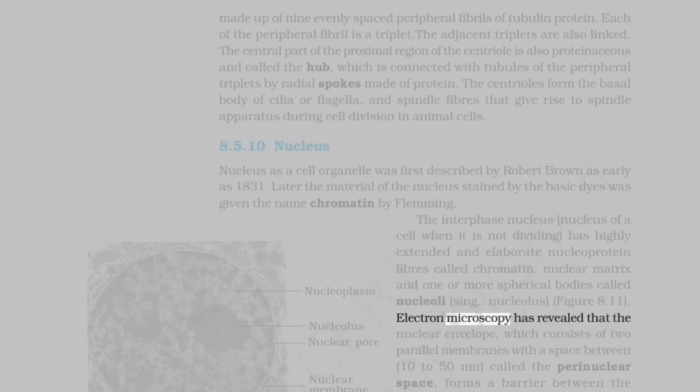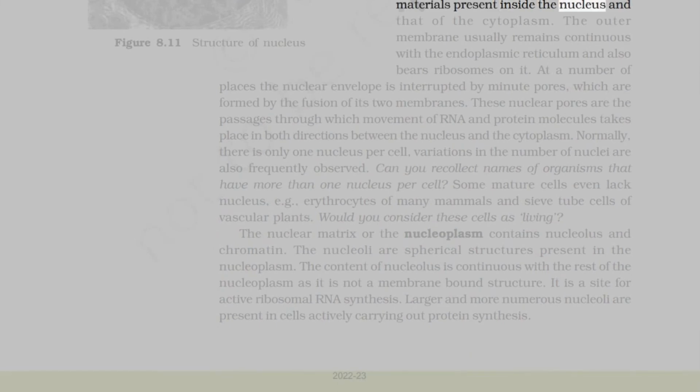Electron microscopy has revealed that the nuclear envelope, which consists of two parallel membranes with a space between 10 to 50 nanometers, called the perinuclear space, forms a barrier between the materials present inside the nucleus and that of the cytoplasm.